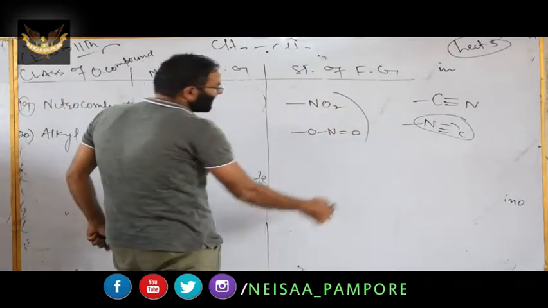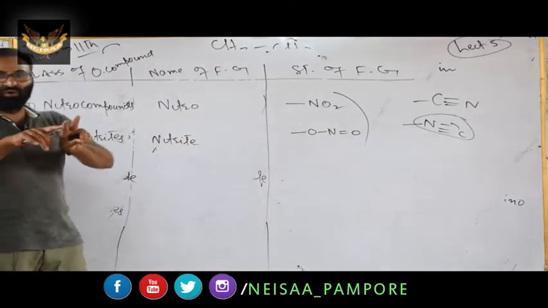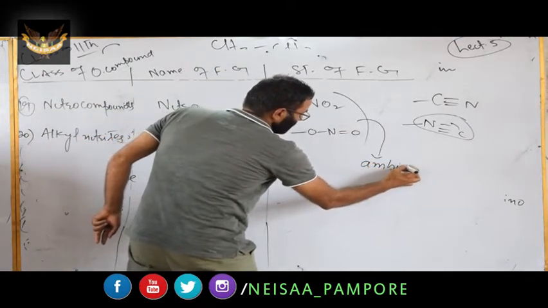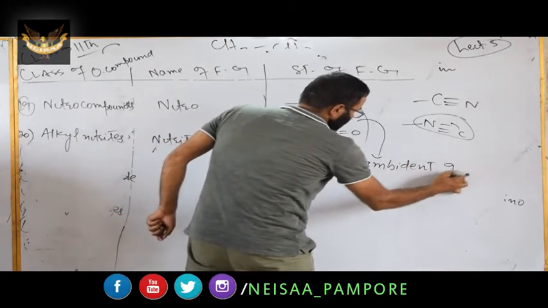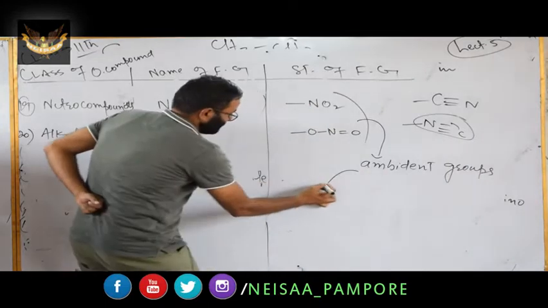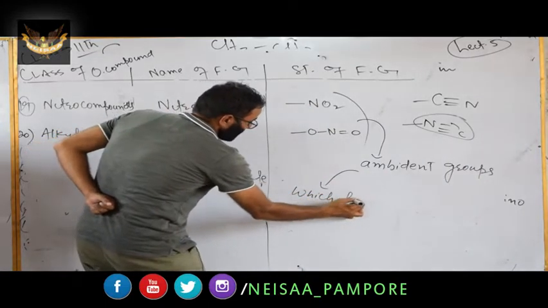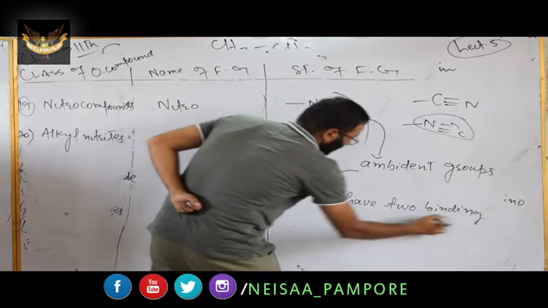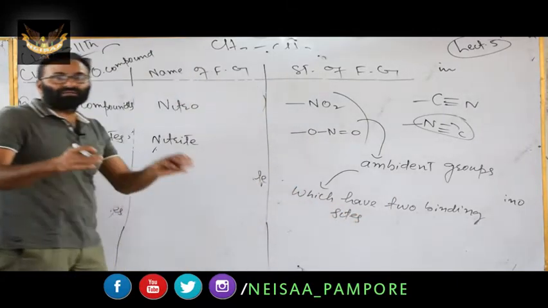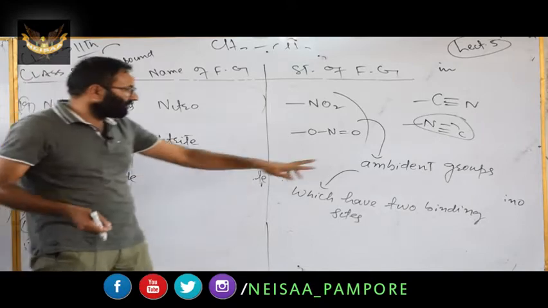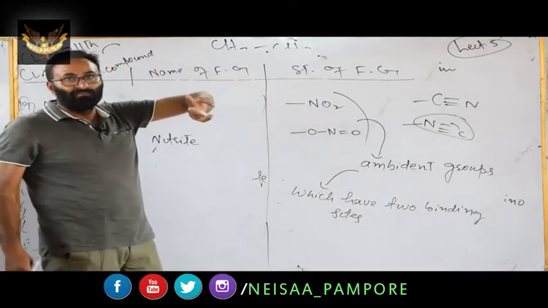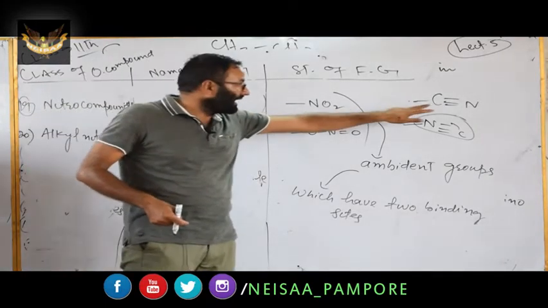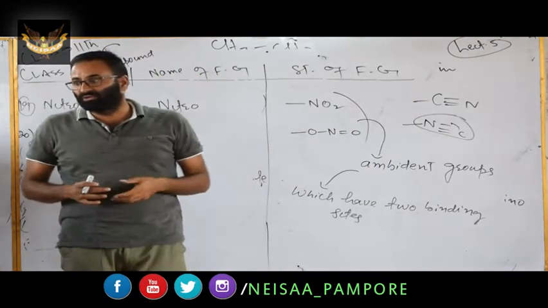Those groups which have two binding sites, which can bond by two sites, are known as ambident groups. You have to remember this point, ambident groups. What are ambident groups? Those groups which have two binding sites and can form bonds in two ways. For example, NO2 can bond either through nitrogen or through oxygen. Cyanide can form a bond either through carbon or through nitrogen.